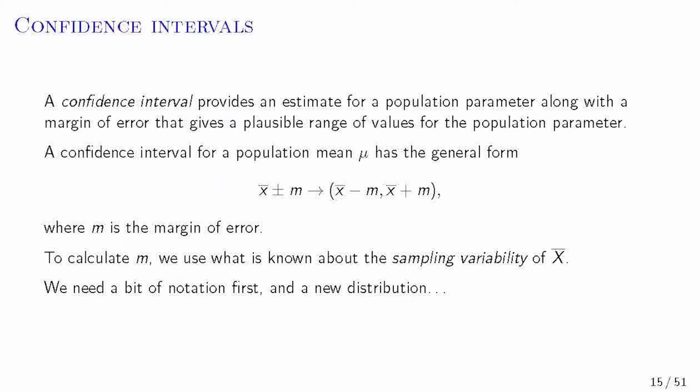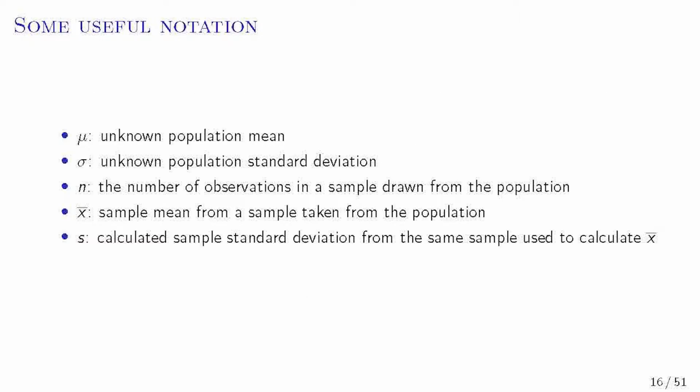Welcome back. We're ready for confidence intervals. A confidence interval provides an estimate for a population parameter along with a margin of error that gives a plausible range of values for the population parameter. This confidence interval is, in general, x bar, so our sample mean, plus or minus an m, where m is this margin of error. And to get there, we have some more notation and some other ideas to get to.